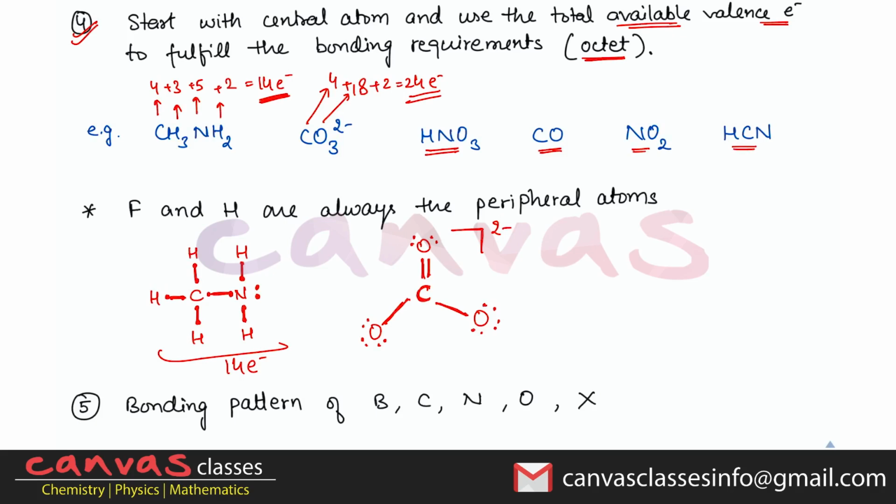And then in the next lesson, I'll discuss the bonding pattern of boron, carbon, nitrogen, oxygen and halogen. How the bonding totally depends on the valence electrons. It doesn't depend on the nature of the atom. Whether it is boron or carbon or nitrogen or oxygen, it just depends on how many electrons the particular atom has for the bonding arrangements, right? So see you in the next class.